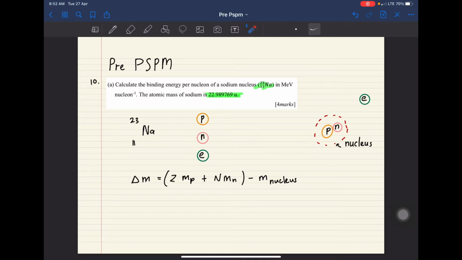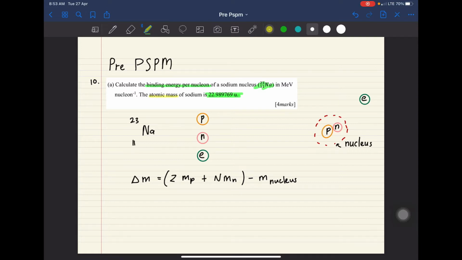I'm going to discuss a little bit about the previous PSPM question. I will start with question number 10 because I want to point out a little bit, especially for question A. This question asks you to calculate the binding energy per nucleon of a sodium nucleus in MeV per nucleon. The atomic mass of sodium is 22.989769 U. The key thing here is that in this question they actually give you the atomic mass.